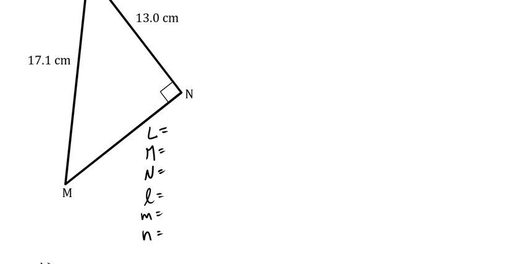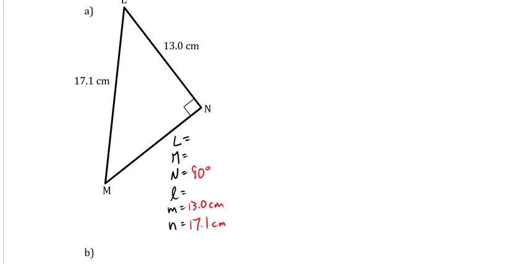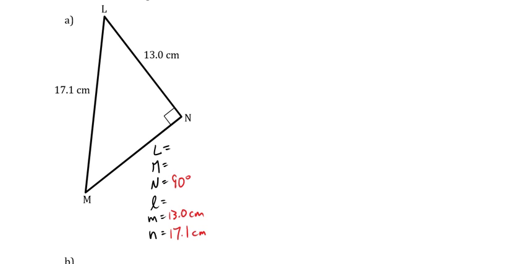So what I'm going to do is put the givens in red just so I know they stand out. That one's 90 degrees. I'm given little n, it's 17.1 centimeters, and little m is 13.0 centimeters. So those are my givens. When I fill in the other ones, I'll use a different color. You don't have to do that, but.